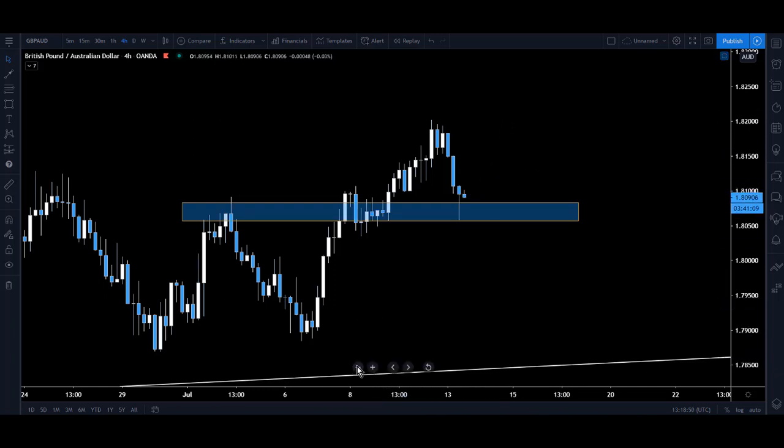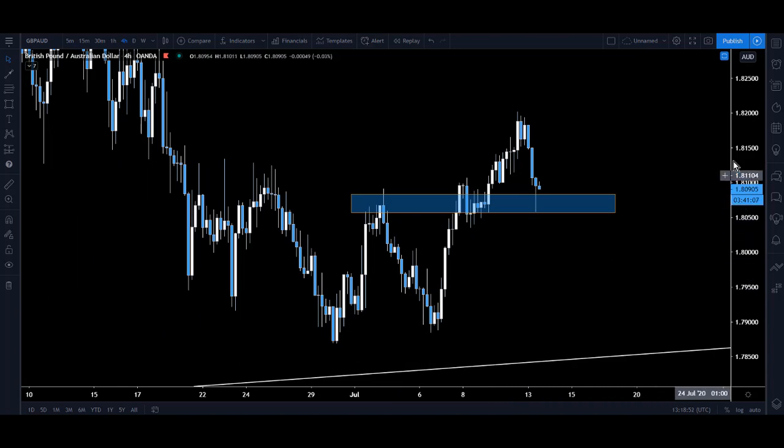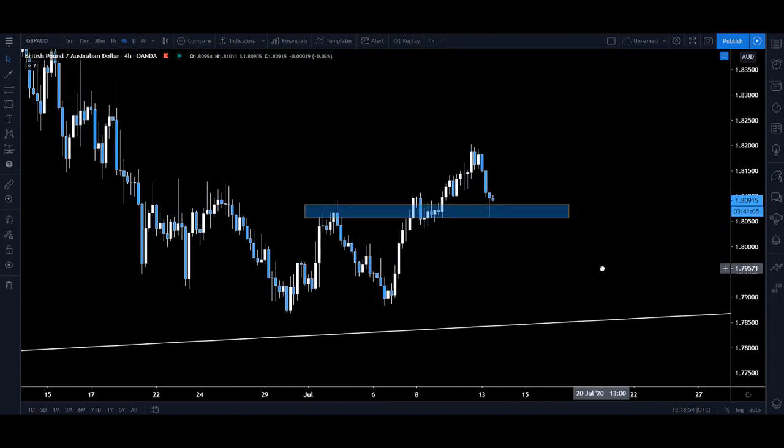So Pound Aussie, only looking for long setups on this particular pair, and Aussie Dollar looking for shorts preferably. But all we need to see is price action. We can have a bias, etc., but we actually need to see price action do what we think it's going to do.